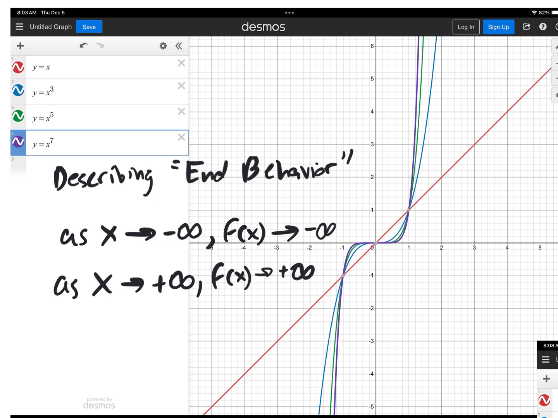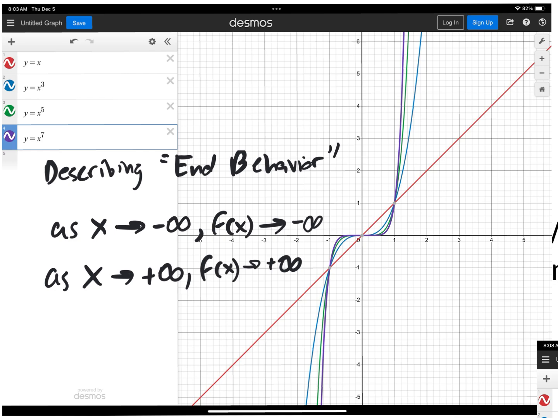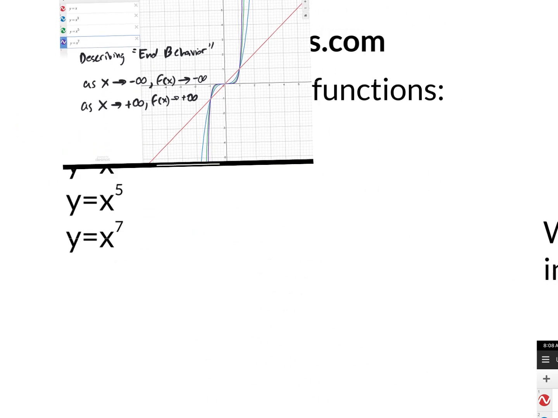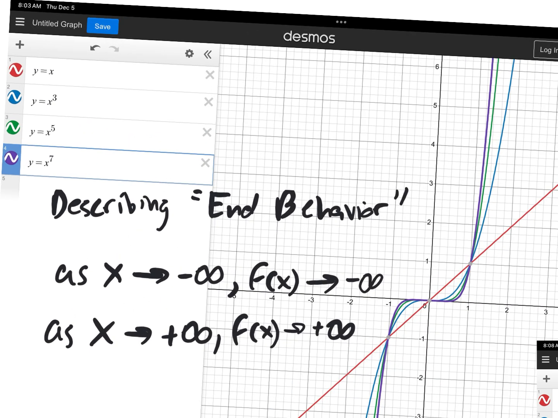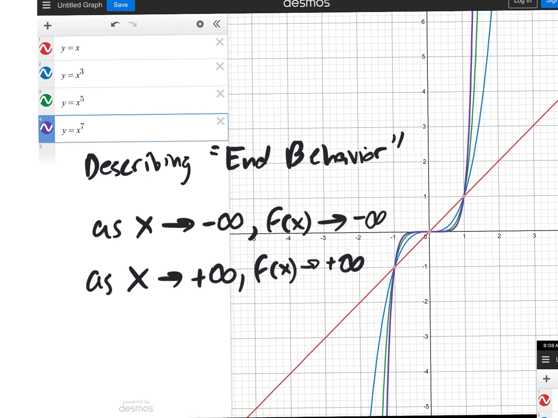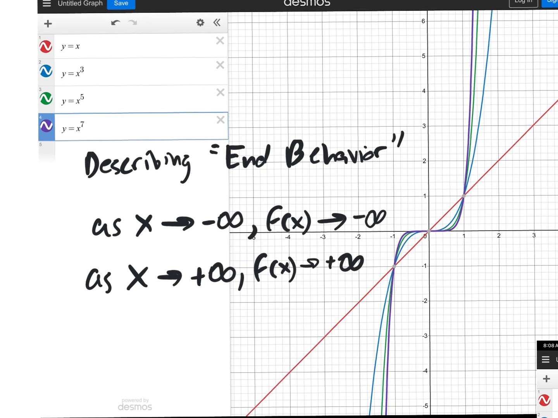So if I were to put the a value of -1 instead of 1, what do you guys predict is going to happen to all these graphs? It's going to reflect over the x-axis. Now, what does that mean? These guys that were down here and these guys that were up here, when you reflect over the x-axis, it flips the whole thing.